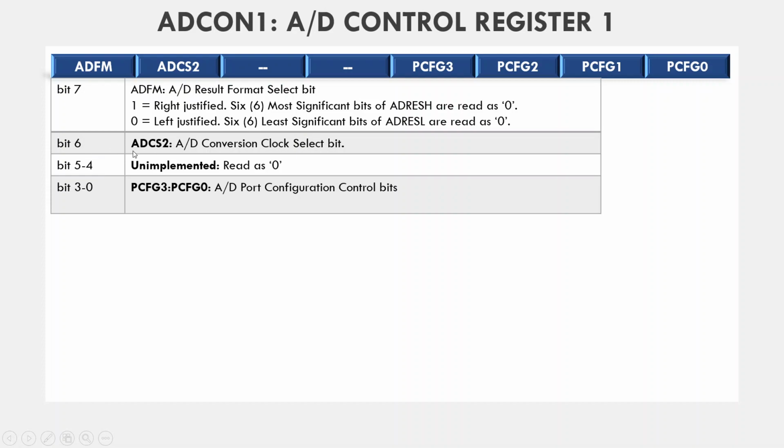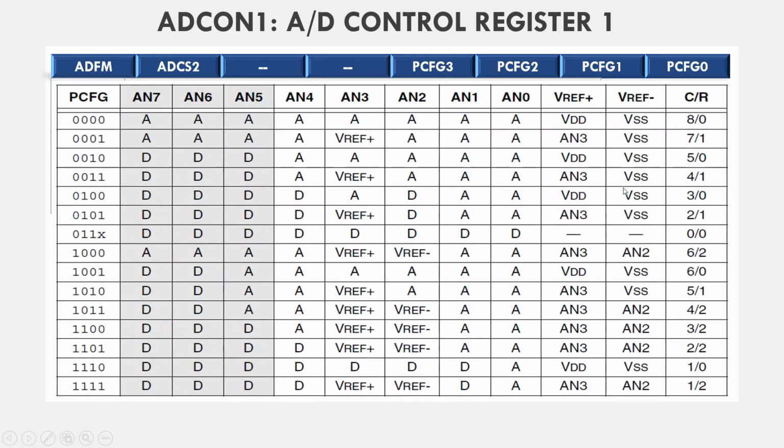Bit number 6 is ADCS2, the analog to digital conversion clock select bit, as discussed earlier. Bits 5 to 4 are unimplemented here, and bits 3 to 0 are the analog to digital converter port configuration control bits, since the input channels are multiplexed with port A. So this is the function of PCFG3, PCFG2, PCFG1 and PCFG0.